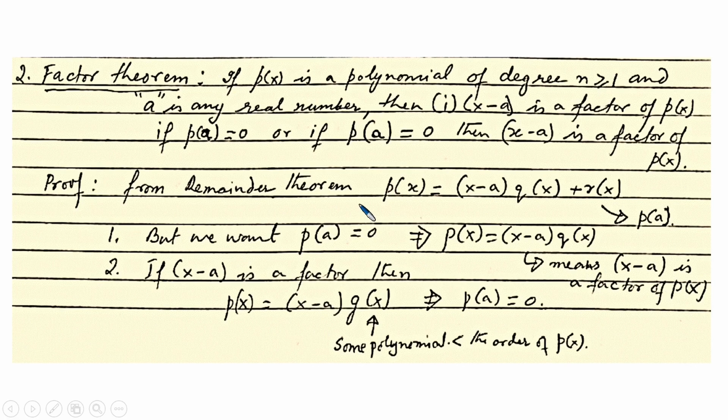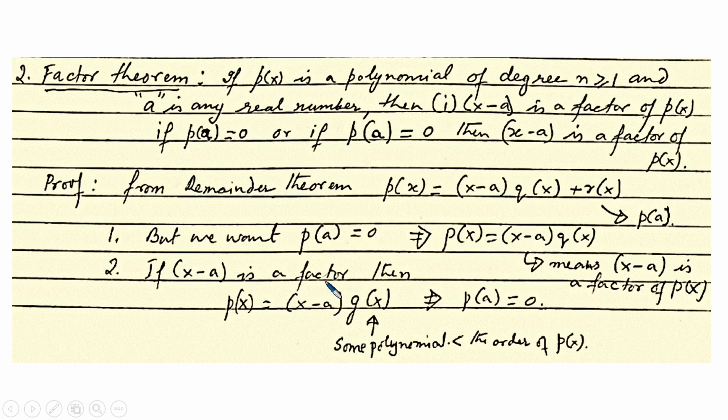So we know from the remainder theorem that dividend is equal to divisor times quotient plus the remainder. So if p(a) is 0, okay, this is your remainder. So if p(a) is 0, that means there is no remainder. Then p(x) is simply x minus a times q(x), and then we can say that x minus a is a factor of p(x), okay, because there is no remainder.